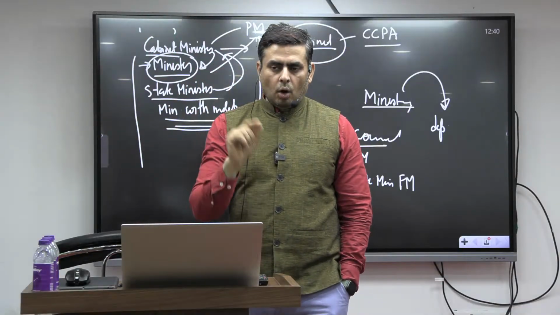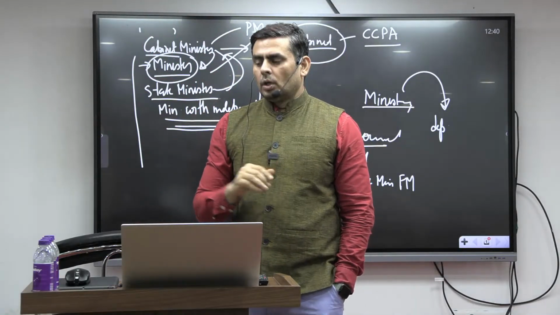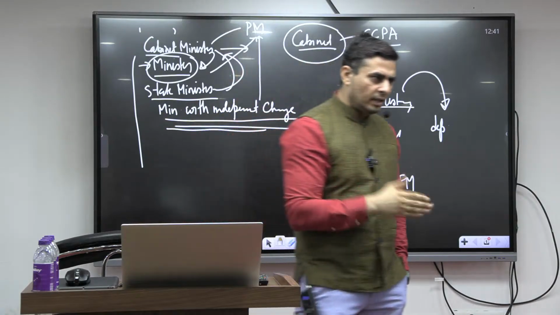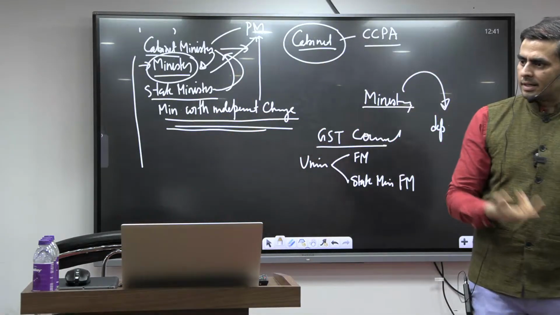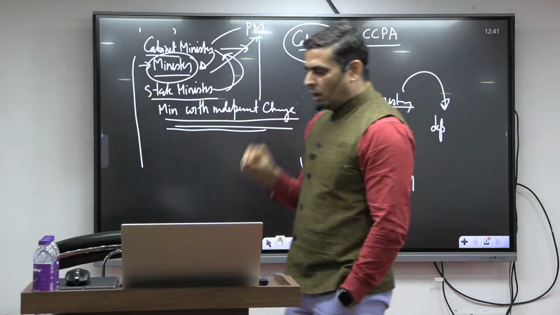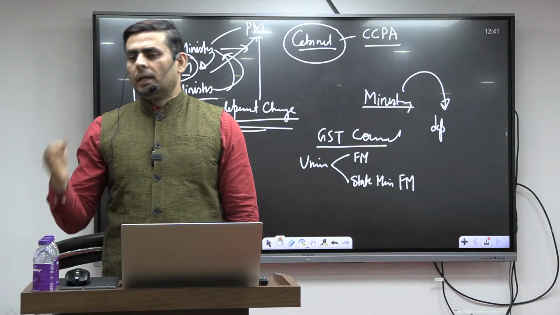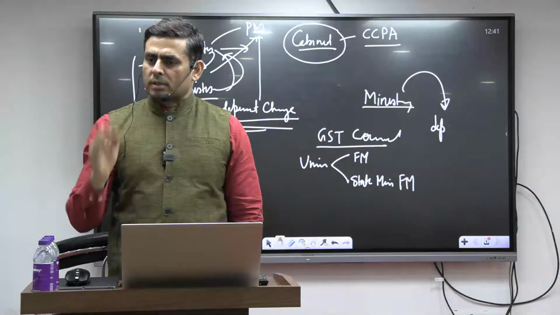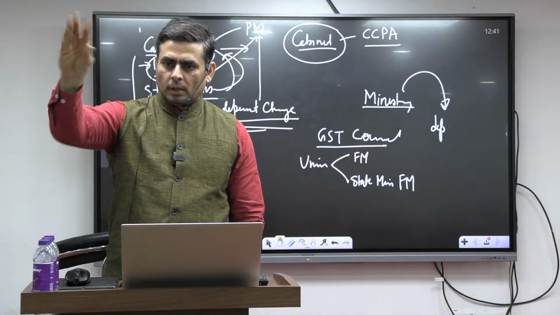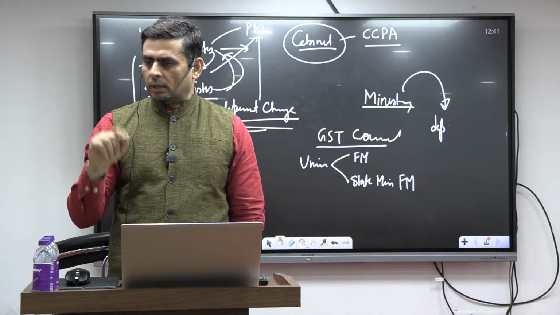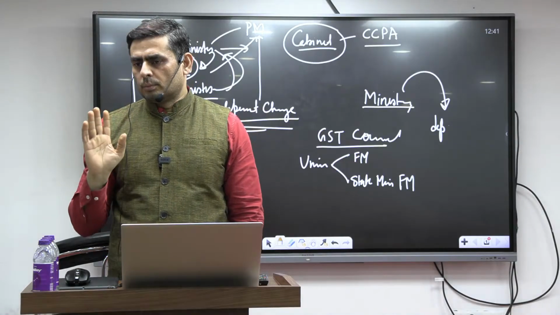Understood? Now, what about the union territories? Union territories with legislature. And if there is a legislature, there is a chief minister. So now these union territories who have their legislature, they can appoint their person to represent that state or union territory in the GST council. Delhi, Puducherry and Jammu and Kashmir.